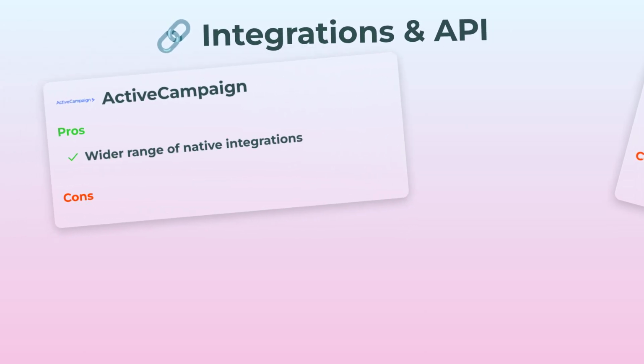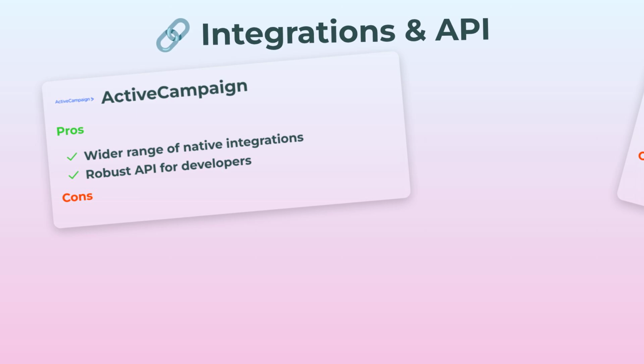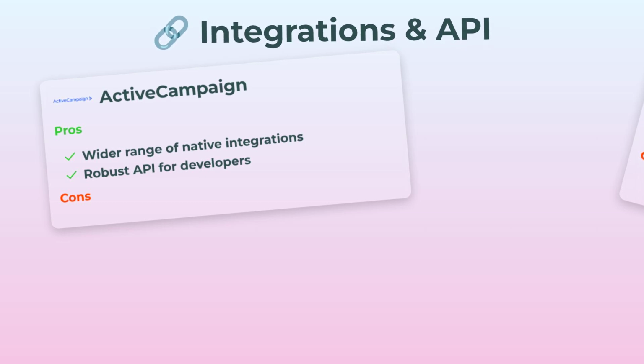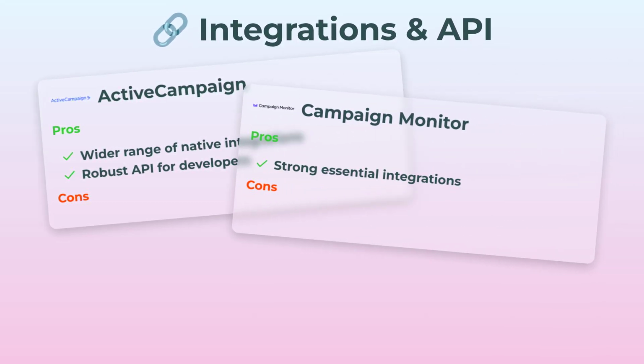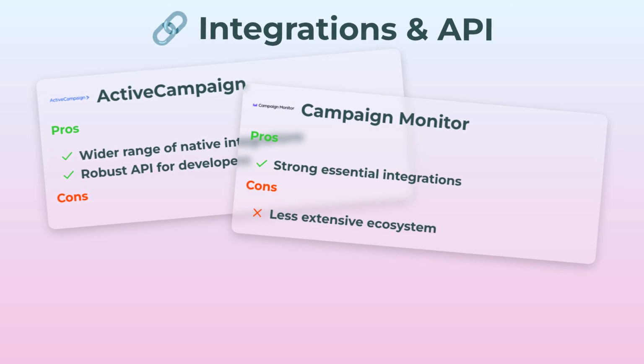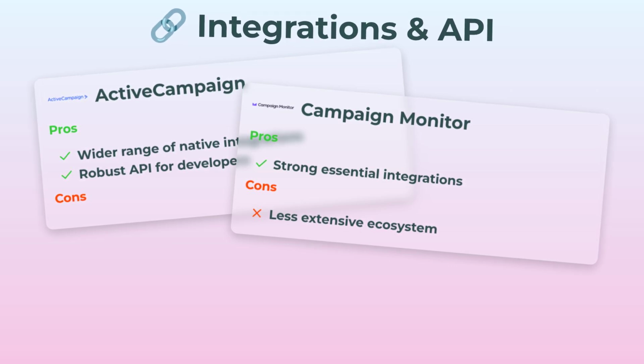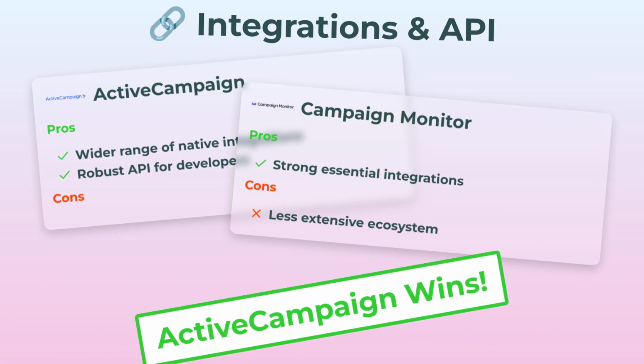Integrations and API. Let's geek out for a sec. ActiveCampaign has, like, integrations for everything under the sun, plus a robust API if you're a developer. Seriously, it plays nice with all the top tools. Campaign Monitor covers all the basics, so you won't feel left out. But their ecosystem isn't quite as wild or deep. If you love connecting stuff and building your own setup, ActiveCampaign is the way to go.